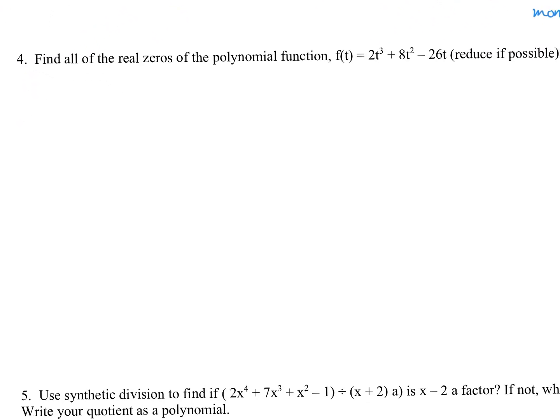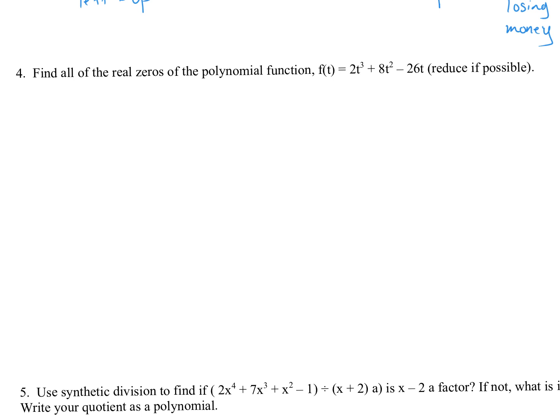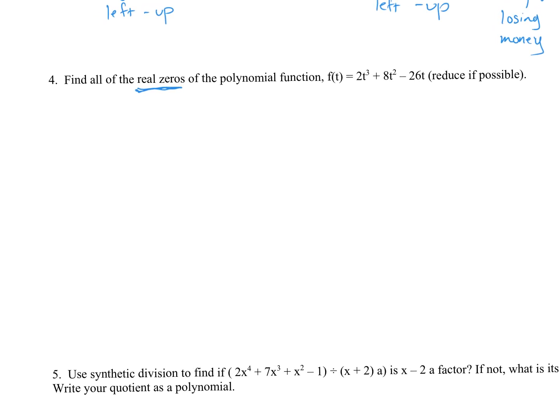Next one, number 4, find all the real zeros of the polynomial. So keyword, real zeros, reduce if possible. So I'm just going to factor. I have 2t cubed plus 8t squared minus 26t. So here I'm going to factor out 2t. This leaves me with t squared plus 4t minus 13. I know that there are no factors of 13 that will give me 4, so I can't factor this easily.